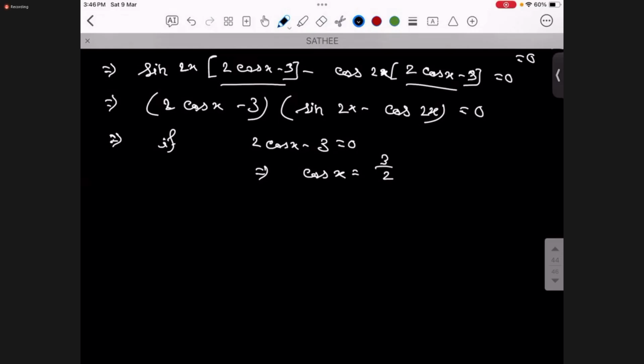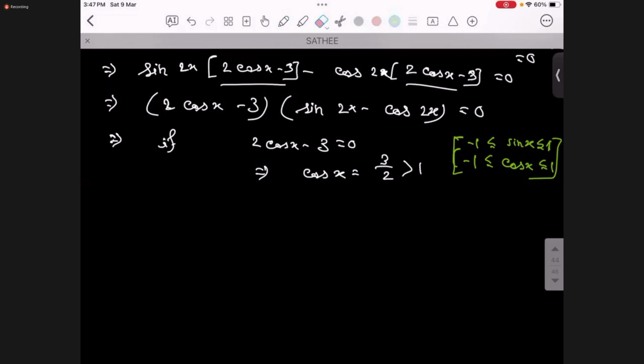Now one can clearly see one fact: 3 by 2 is greater than 1. And in the beginning of this lecture, we discussed that the value of cos x and sin x cannot exceed 1. That is, we knew the fact that minus 1 less than or equal to cos x less than or equal to 1, and minus 1 less than or equal to sin x less than or equal to 1.